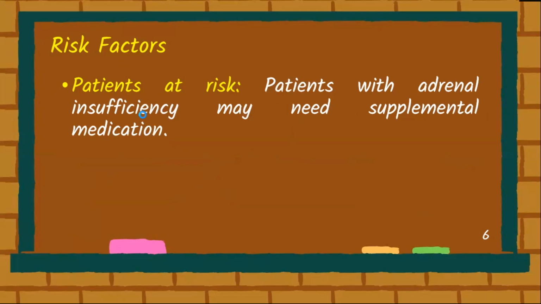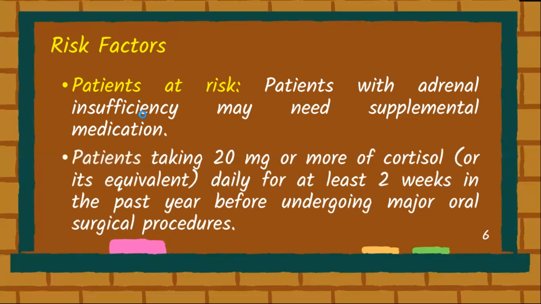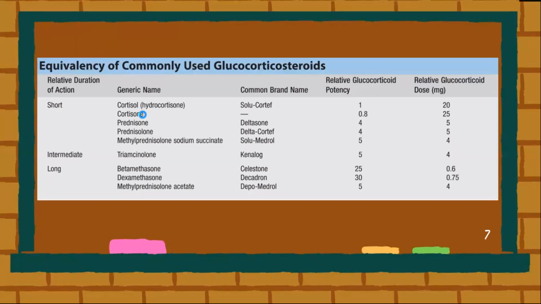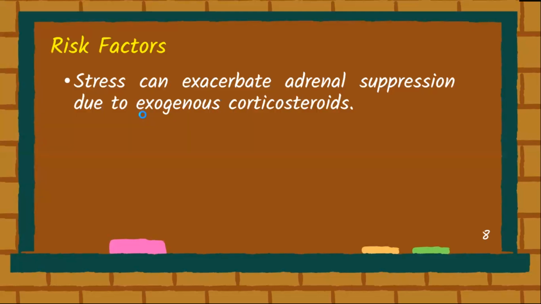Patients with adrenal insufficiency might require additional medication during times of stress. Patients who are at risk for adrenal insufficiency are those who have taken 20 milligrams or more of cortisol daily for at least 2 weeks anytime during the year before a major oral surgical procedure. This table, taken from your textbook, shows commonly used glucocorticoids with their equivalency.